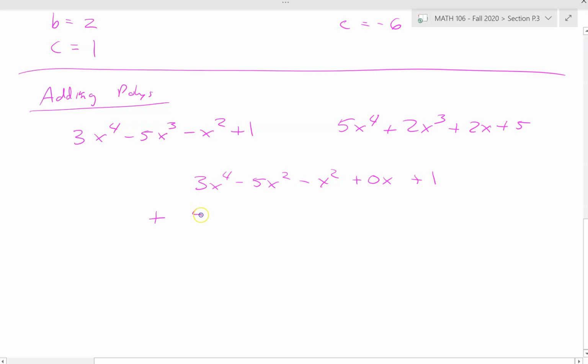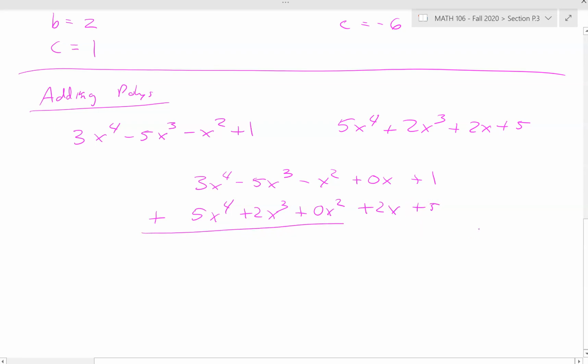So we have 5x to the fourth. Oh, I forgot a term too. Or no, this is a typo. Sorry, this should be cubed. Sorry if that was confusing. We have a cubed in this other one. What are we missing in that second polynomial? The x squared term. So I'm going to do plus 0x squared. And then we have a plus 2x term and a plus 5.